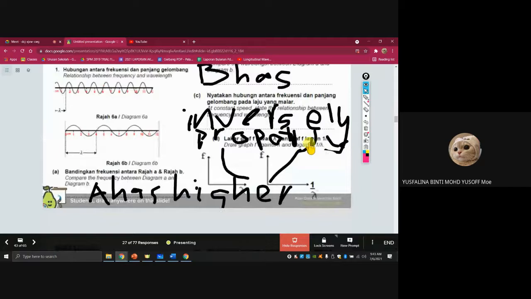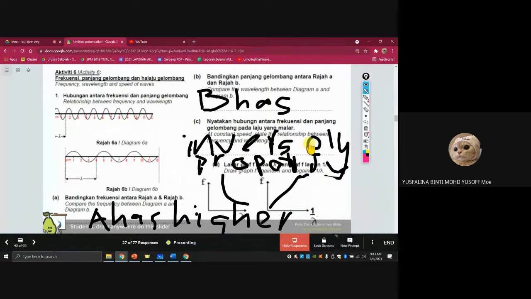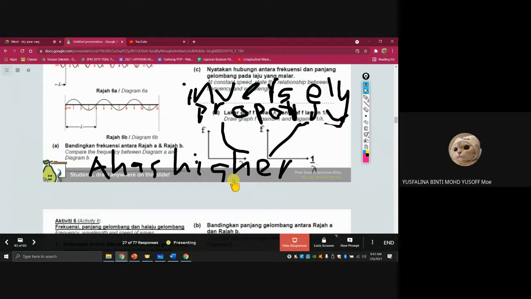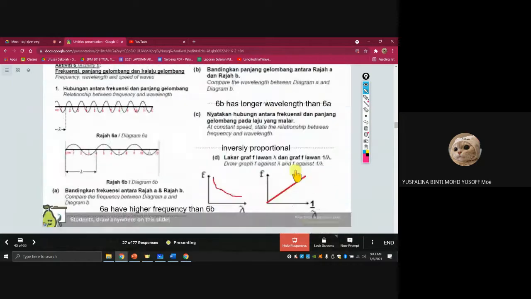What is this? A has higher, B has, inversely proportional. In exam, answer in complete sentence. Don't put like A has higher what, B has what. This one is okay, inversely proportional. Maybe I understand it's hard for you to write using mouse, but in exam answer in full sentence.